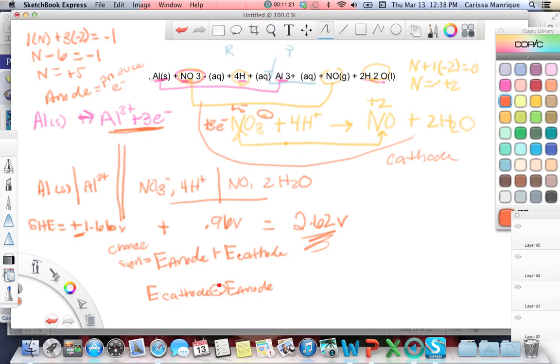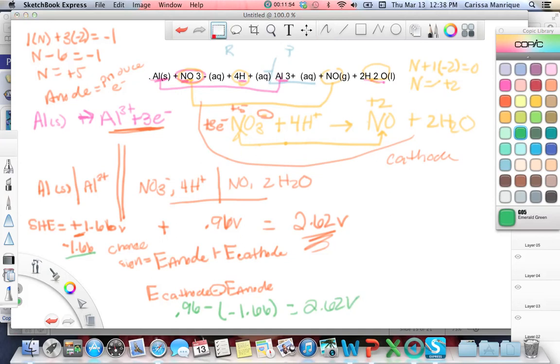So I'll show you. If I would have put, like in the table, negative 1.66, okay, if I plug this in here, I would have had my cathode, which is 0.96, minus, and then what is the voltage? Negative 1.66. You see here, a negative and a negative become a positive, so I still get 2.62 volts.